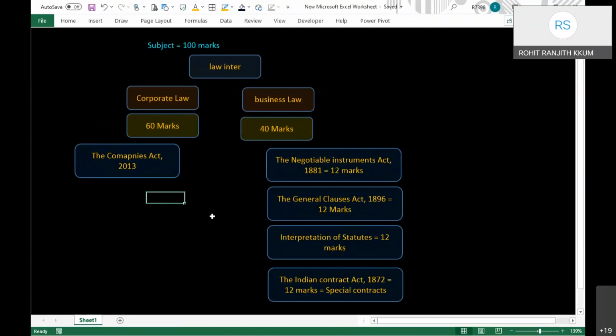Okay. This is your entire law portion. All right. 60 plus 40.